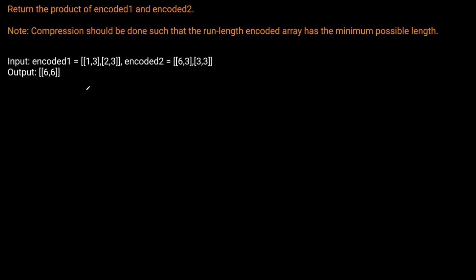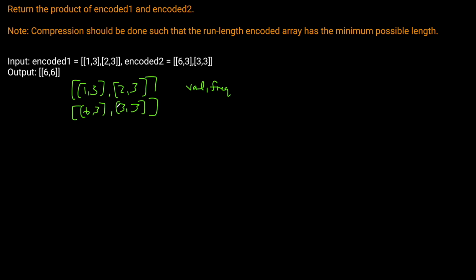Well, let's think about this. Let's line these up. So we'll say [1, 3], and we have [2, 3] here, and then we're going to have [6, 3], and we're going to have 3 3s. This example is quite good because it works out very nicely. What we can see here is that we're always given our values in the format of value and then frequency.